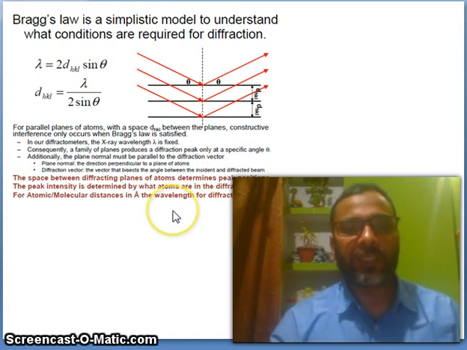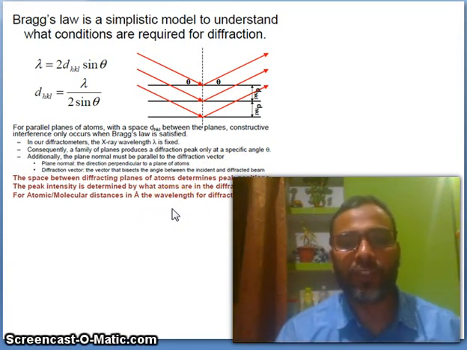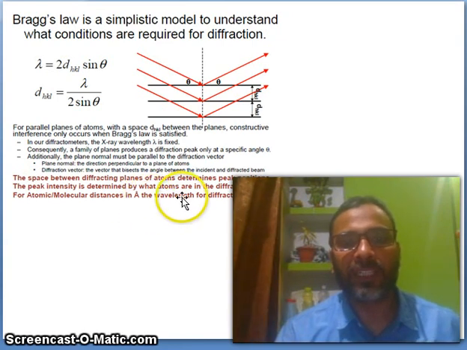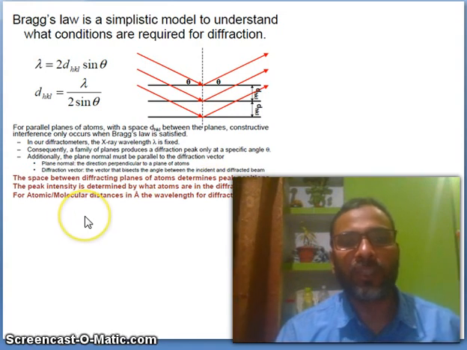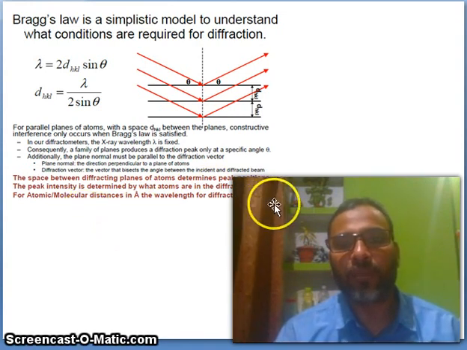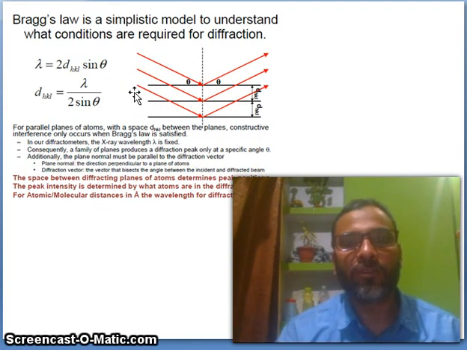The spacing between diffracting planes of atoms determines the peak positions. The peak intensity is determined by what atoms are in the diffracting planes. The atomic distance is in angstroms, and the wavelength for the diffraction, lambda, is approximately 1 angstrom.